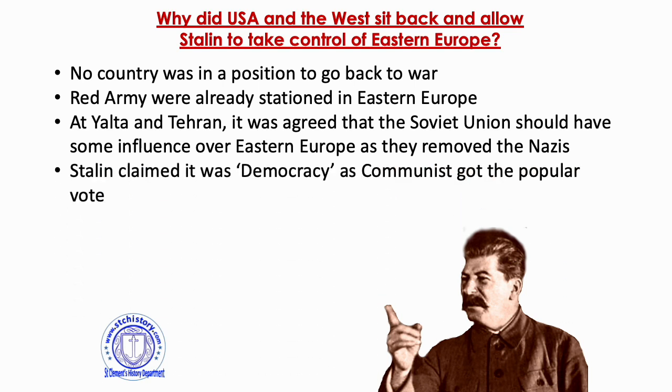Also, Stalin has claimed it was democracy, as communists got the popular votes in these Eastern European countries. Now, as we've seen in this lesson, that is not true. There was definitely influence, pressure, and some rigging, but arguably and technically there were elections, and democracy has sort of allowed communism to win. Obviously, that's going to upset the Americans because that's clearly not really the case. So that's why really nothing happened, and we watched these countries fall one by one.